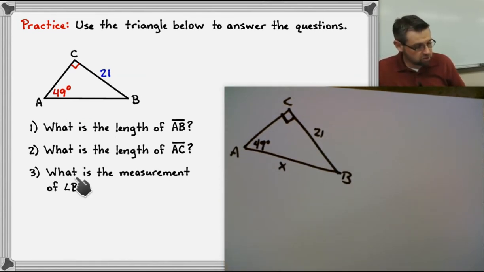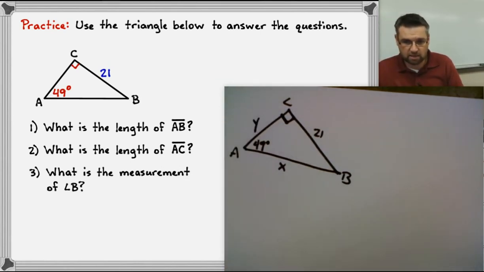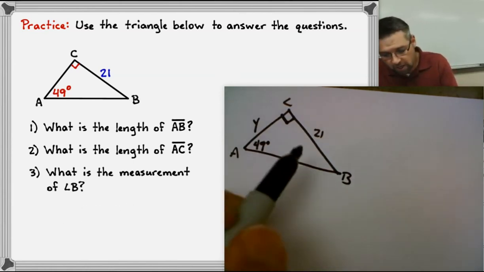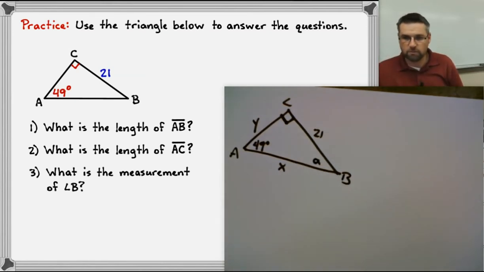For question number 2, it's asking for the length of AC. So we're looking for this side. So we'll call this Y because it's not the same thing, right? And then the last thing, it says, what is the measurement of angle B? So actually we're looking for this angle here. So I'm going to go ahead and call this A for angle, okay?